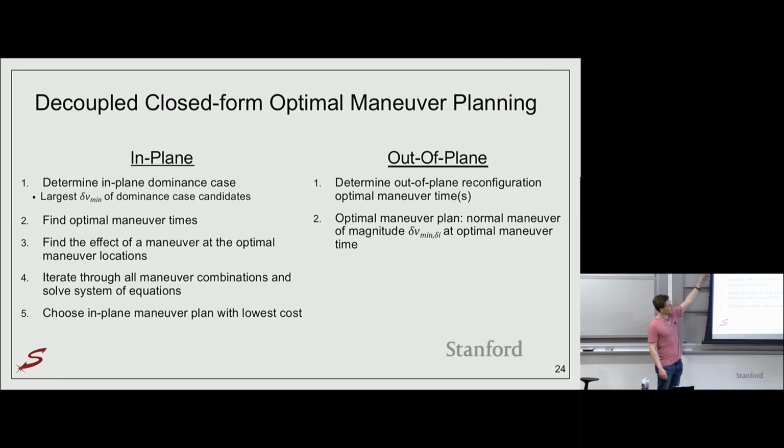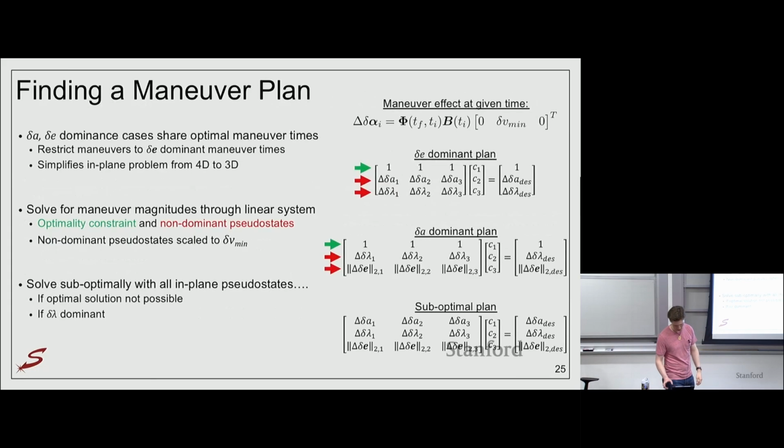We're then going to find optimal maneuver times, find the effect of maneuvers at these maneuver times, iterate through all potential maneuver candidates and solve a system of equations, to then find an in-plane maneuver plan with lowest cost. And I will go into the mechanics of this. So, finding a maneuver plan.